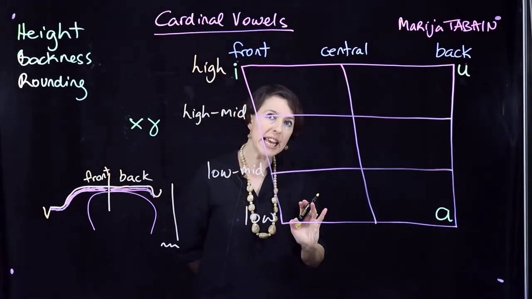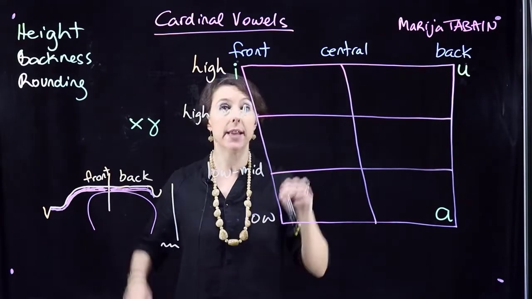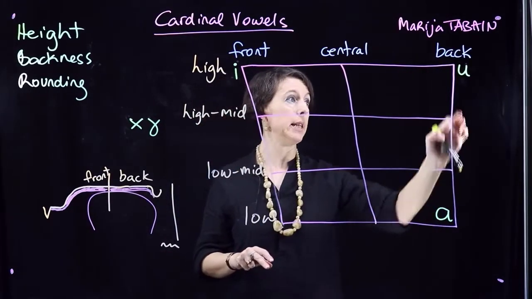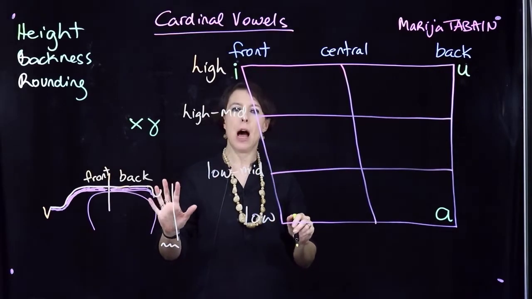So let's start filling in the rest of the primary cardinal vowels. There are 8 primary cardinal vowels. We're going to go 1, 2, 3, 4, 5, 6, 7, 8. Okay.